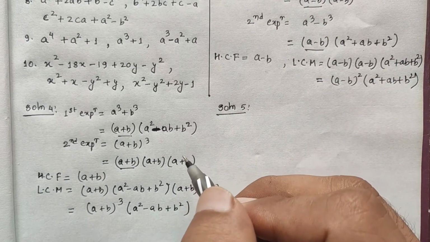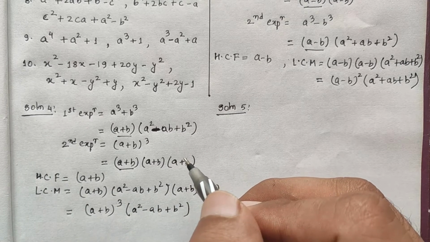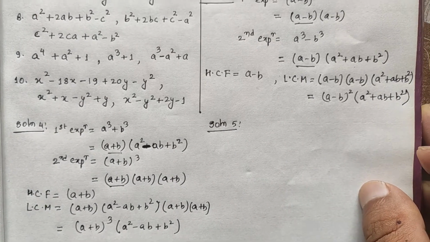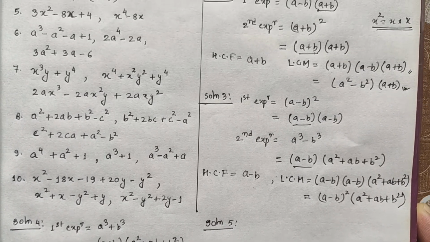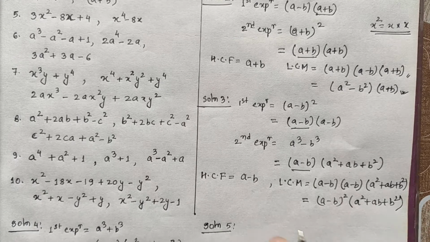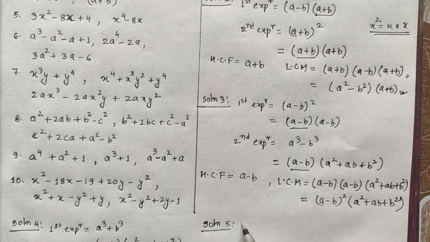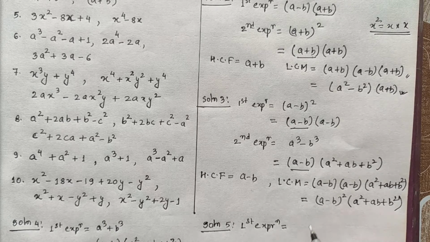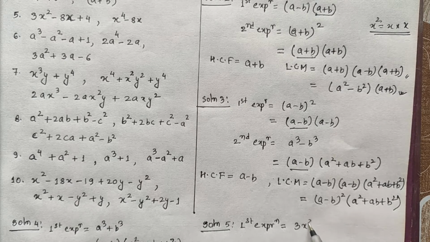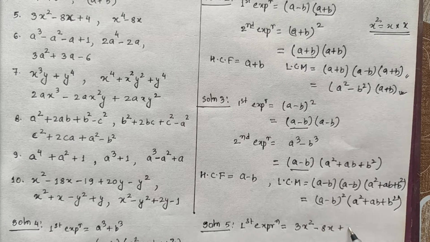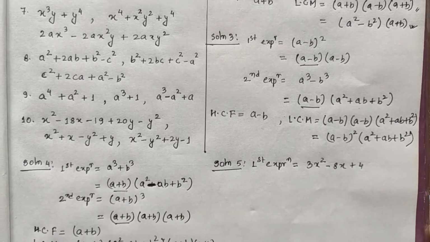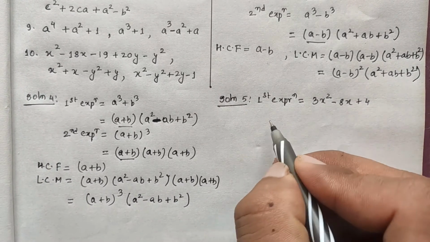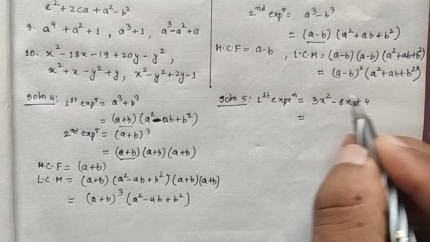Yeah, now the difficulty will rise. So up to question number 4 we have seen the simple forms, they are not so difficult questions. From question number 5 the difficulty will increase. So question number 5, the first expression is 3x square minus 8x plus 4. I already told you to screenshot all the questions so that it will be easier for you to write them. So now you have to write it in factorized form.